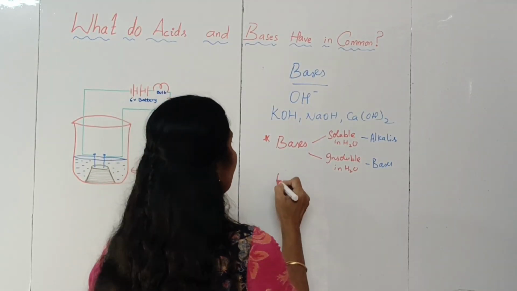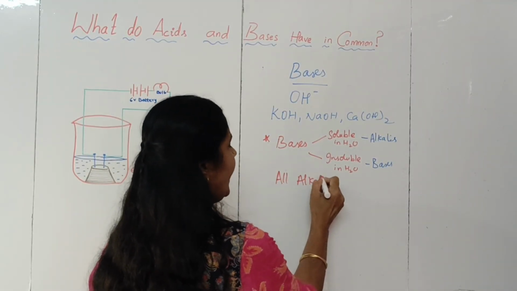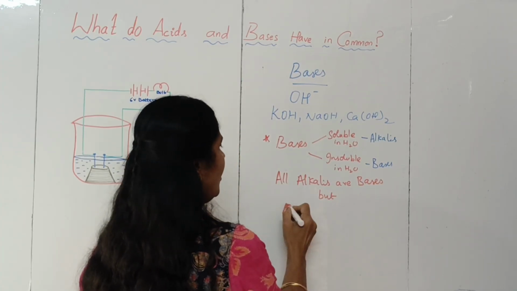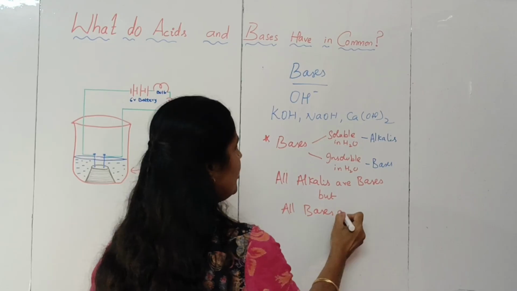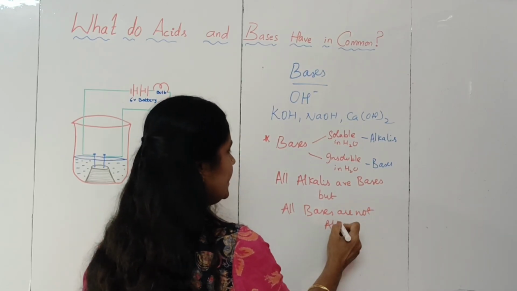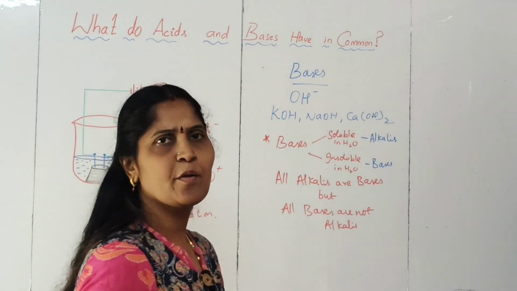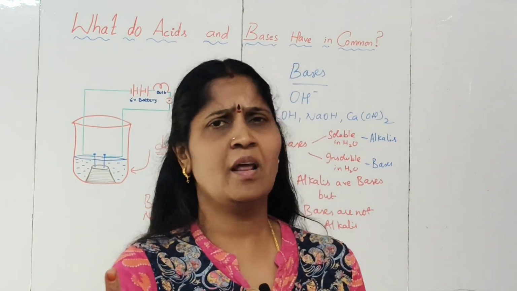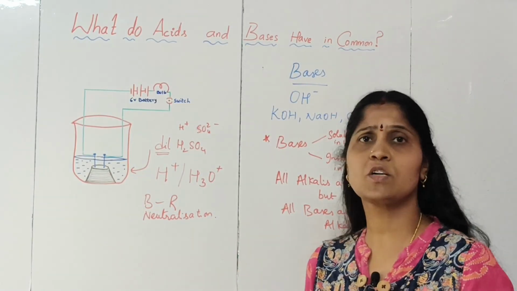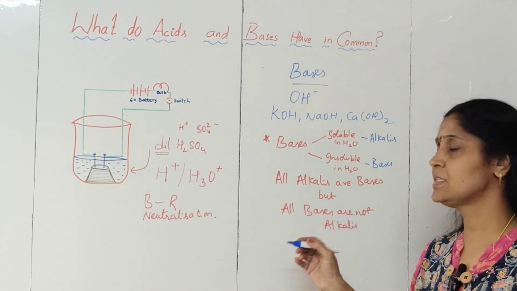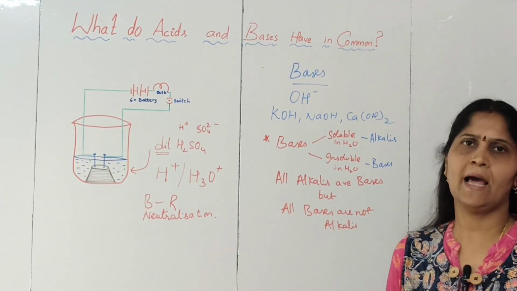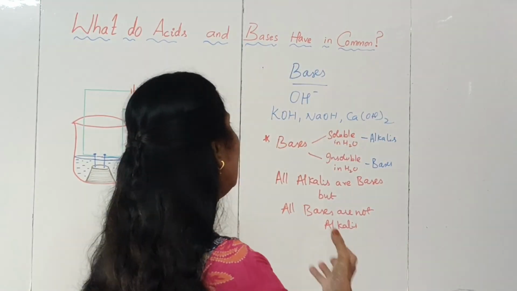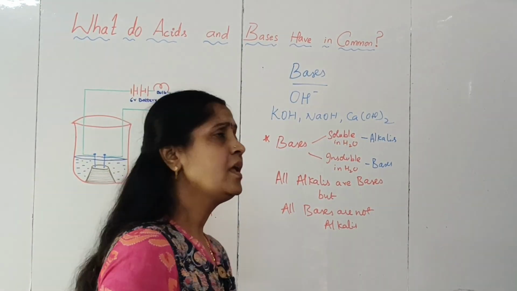So you have to remember that all alkalis are bases, but all bases are not alkalis. Why like that? All alkalis, which are able to release the hydroxyl ions in water, are bases only. But all bases, because they are not soluble in water, though they have hydroxyl ions, will not release them. So all bases are not alkalis. That is the simple reason you can give for this statement, that all alkalis are bases, but all bases are not alkalis.